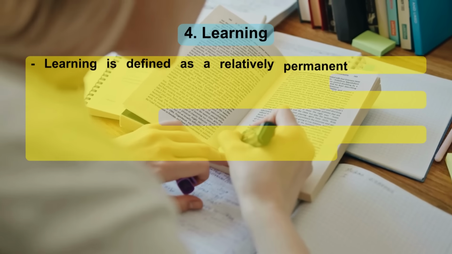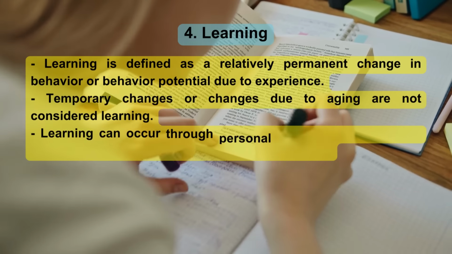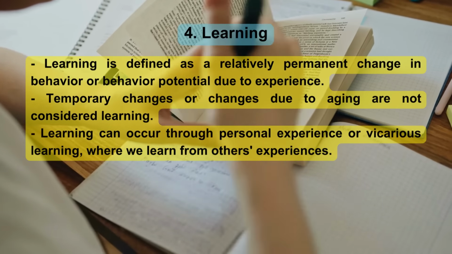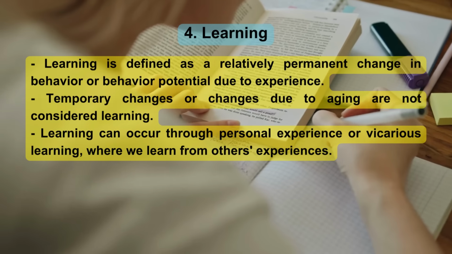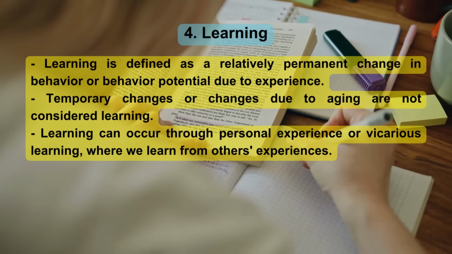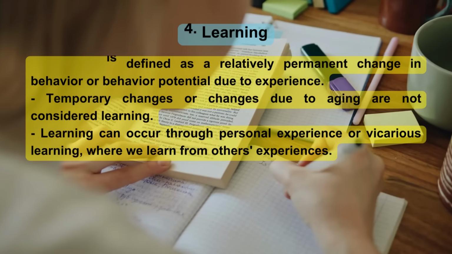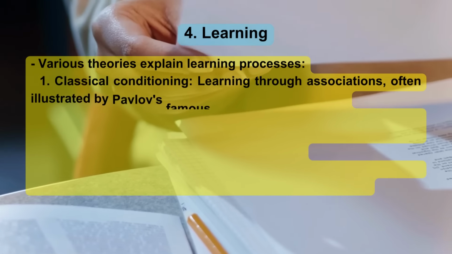4. Learning. Learning is defined as a relatively permanent change in behavior or behavior potential due to experience. Temporary changes or changes due to aging are not considered learning. Learning can occur through personal experience or vicarious learning, where we learn from others' experiences. Various theories explain learning processes.